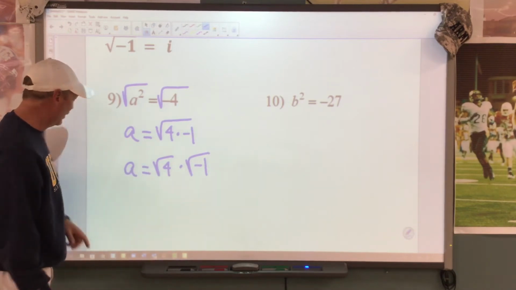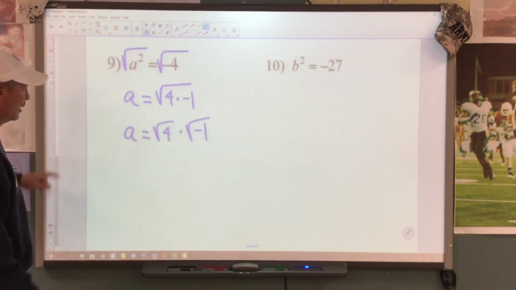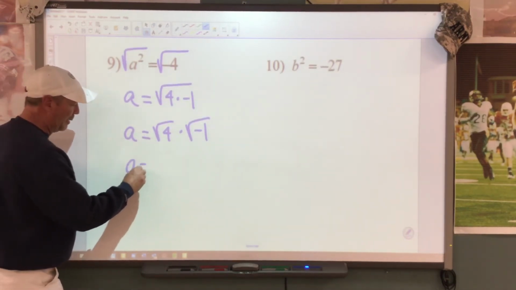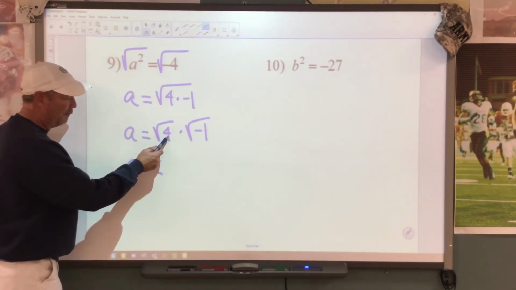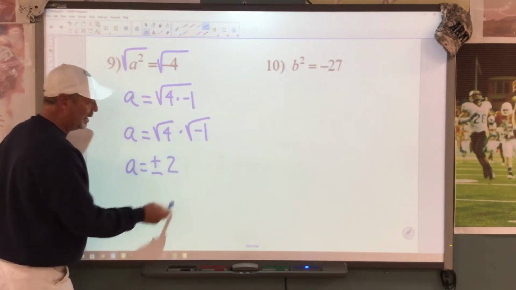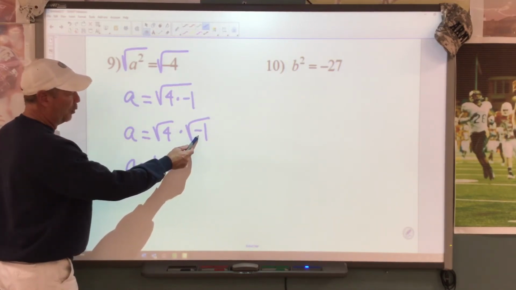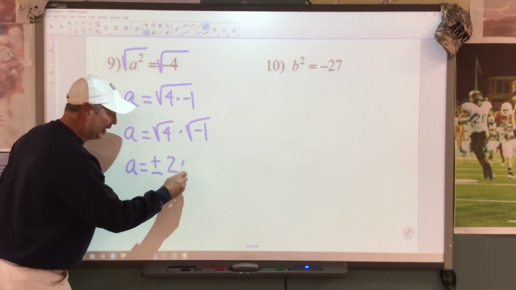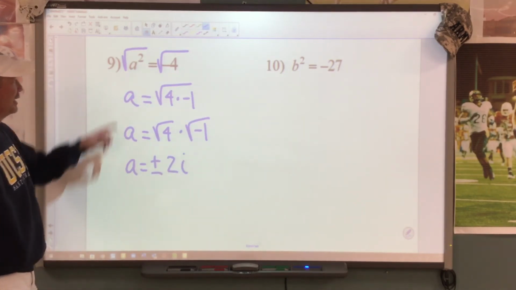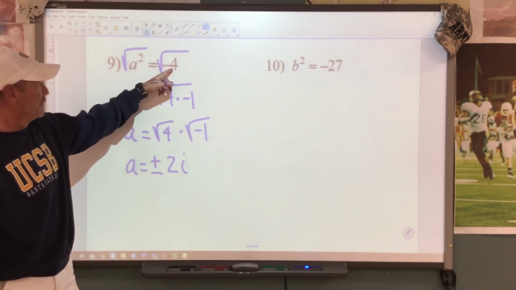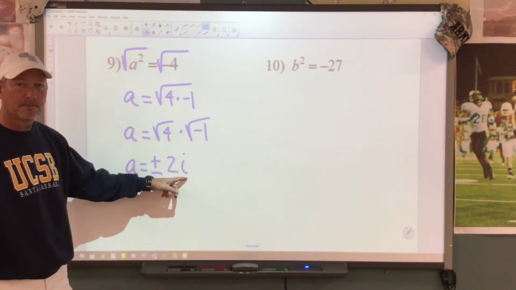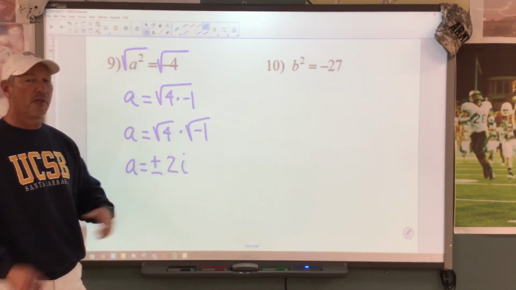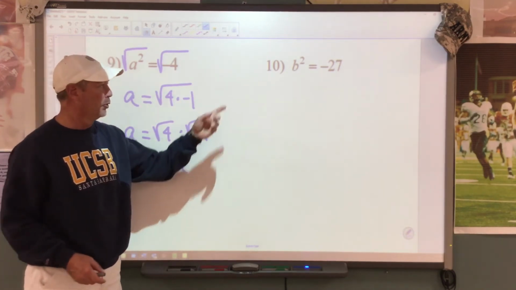And now we can finish this and say a equals plus or minus the square root of 4, which is 2, and the square root of negative 1, which is what we just learned is an i. So when I take the square root of negative 4, I'm going to get plus or minus 2i. I know it has your head spinning a little bit, so we'll do another one.